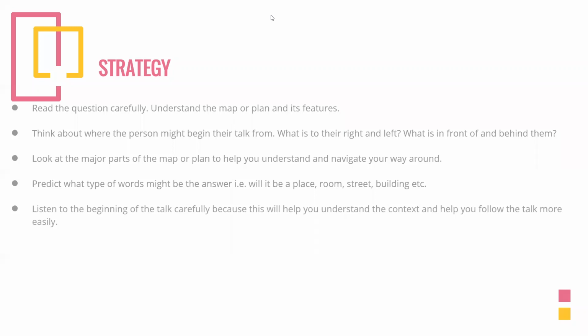ऑलराइट. Then listen to the beginning of the talk carefully, because this will help you to understand the context and help you follow the talk more easily. So what does that mean? कि मैप का जो पूरा का पूरा डायरेक्शंस दे स्टार्ट करते हैं, वो स्टार्ट करने से पहले दे क्रिएट सम बैकग्राउंड कि ये कौन सा मैप है, एंड मैप को कहाँ से बिगिन करने वाले हैं, आई मीन वेयर आर यू एक्चुअली एज ऑफ नाउ. सो दैट्स व्हाट इवन दे मेंशन.